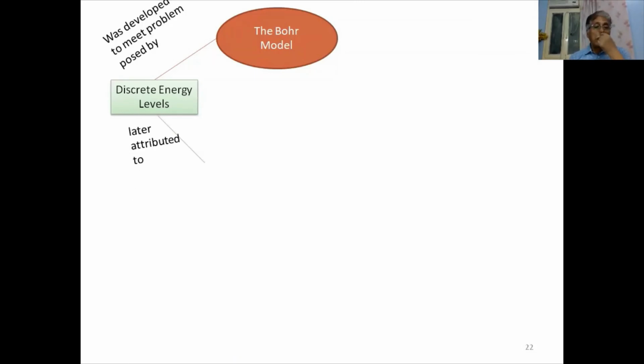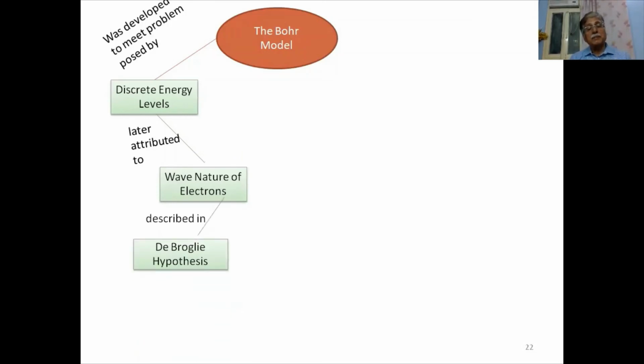So this was later attributed to the wave nature of electrons, and this wave nature of electrons was described in terms of the de Broglie hypothesis, and this de Broglie hypothesis made use of what? Planck's hypothesis. So we have a sequence going from the Bohr model. Why was it developed? Because of discrete energy, to explain discrete energy levels. That was because of the wave nature of electrons. That was explained in terms of the de Broglie hypothesis that made use of Planck's hypothesis.